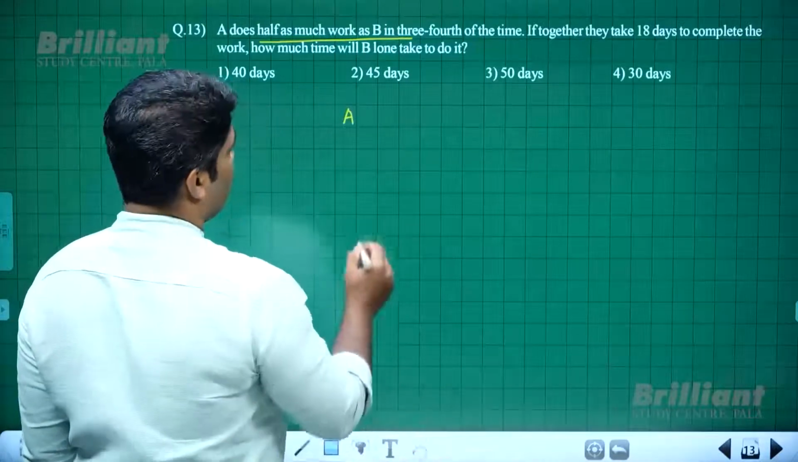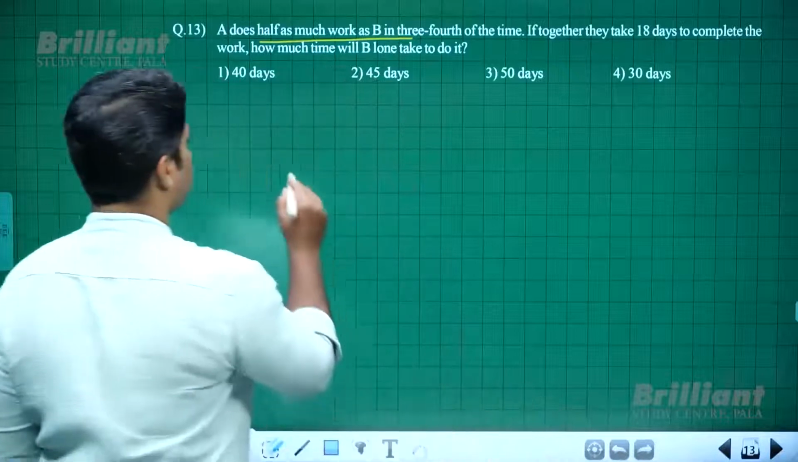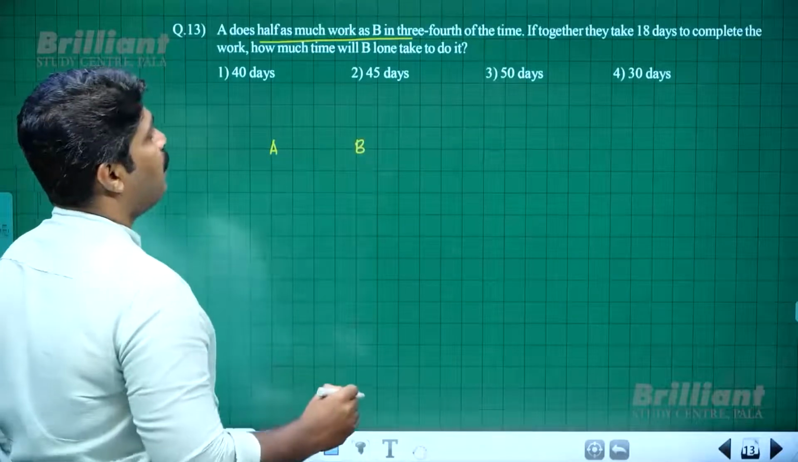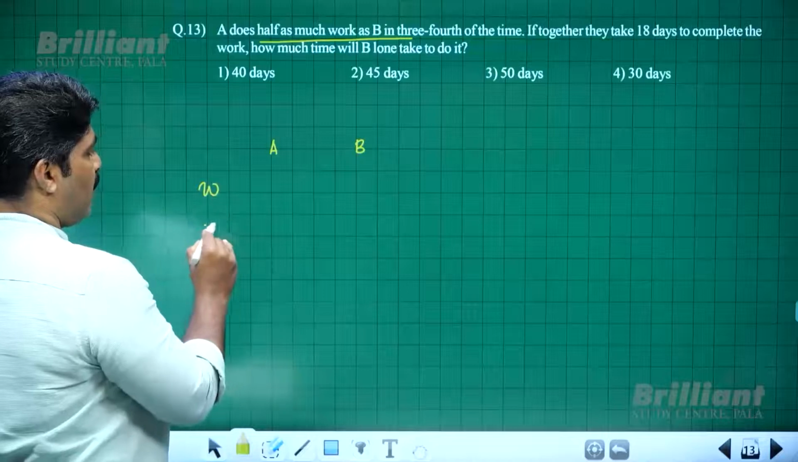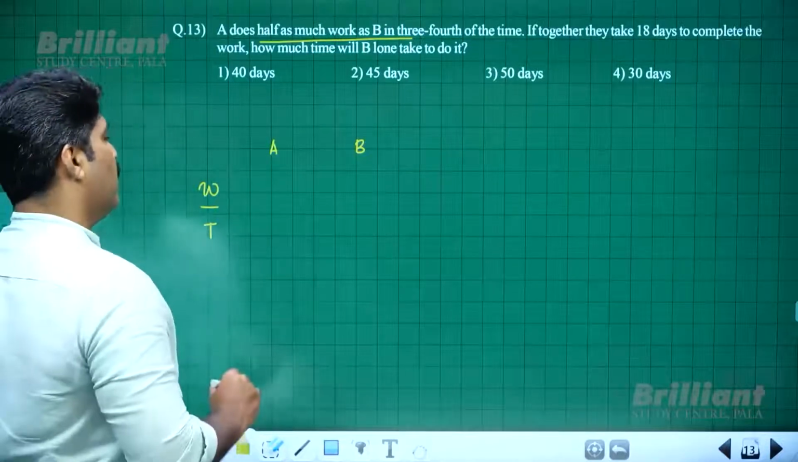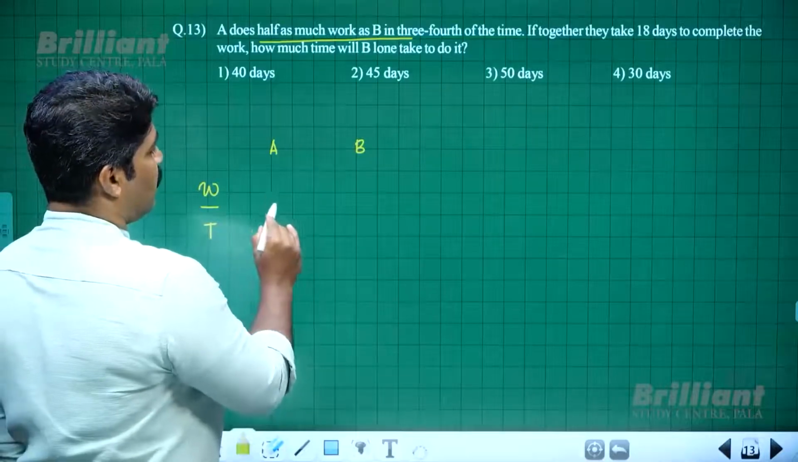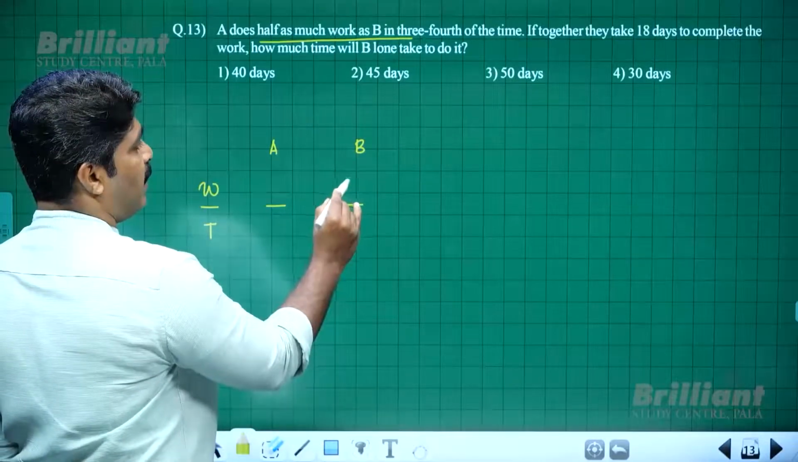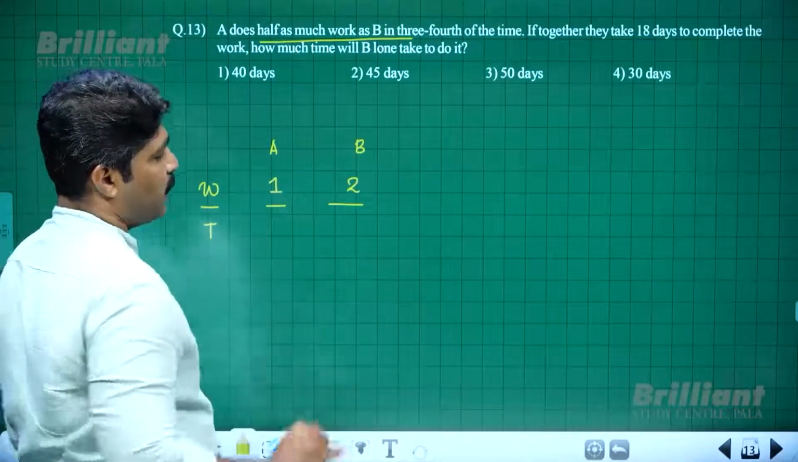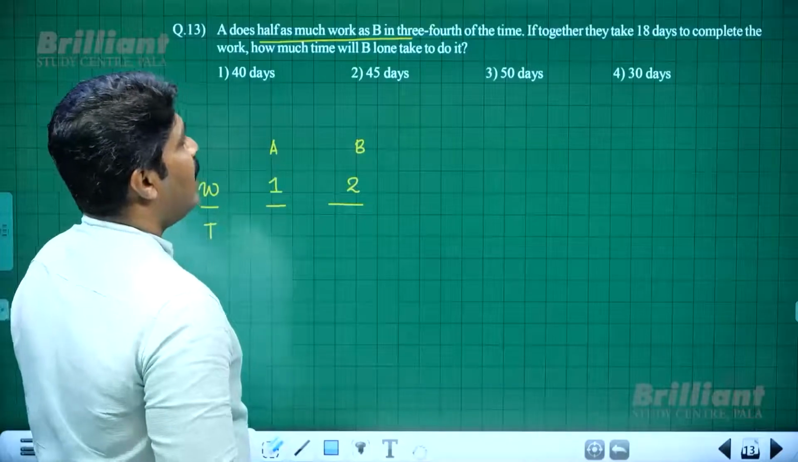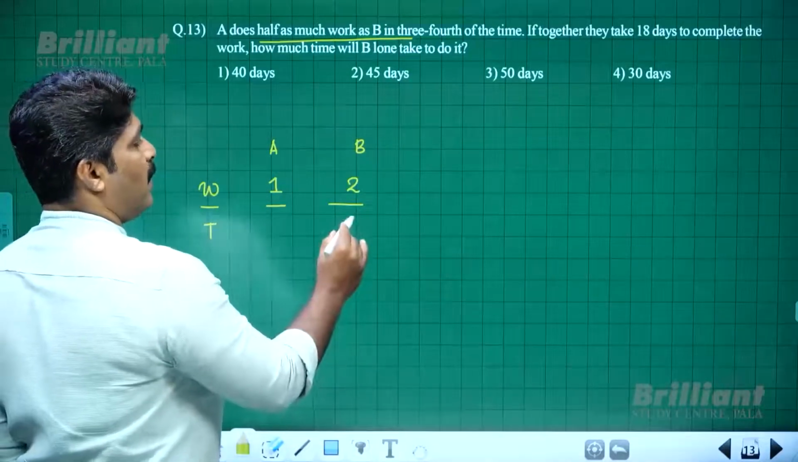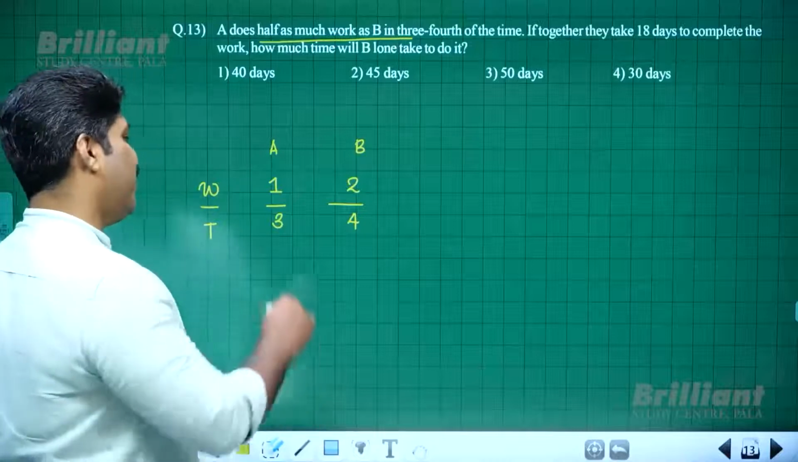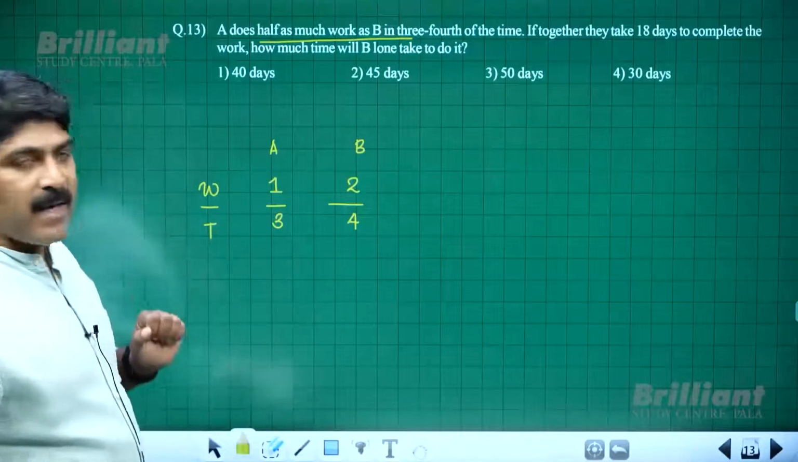Suppose you are considering the case of A and B here, so we can consider the relationship of A and B. If you are considering work and time, so work by time is equal to efficiency. So here, first we are considering their efficiency-wise relationship. A does half as much work as B. So when B is doing 2 units of work, A will do 1 unit of work. That's the first part. And in 3/4 of the time, that means if B took 4 hours, then A took 3 hours. This is an easy way to reach the relationship between their efficiencies, because we know that work by time will be equal to efficiency.